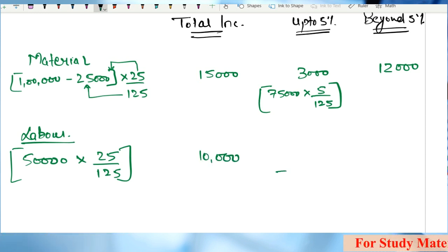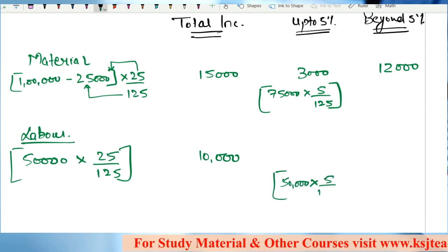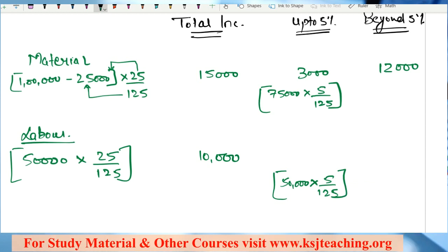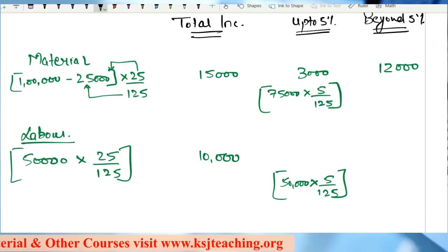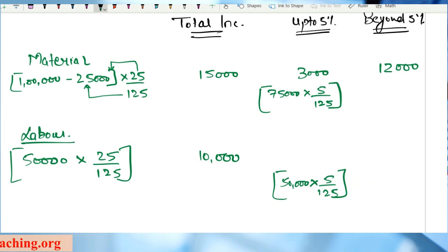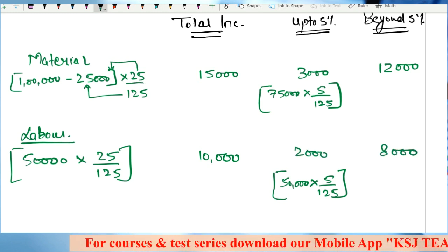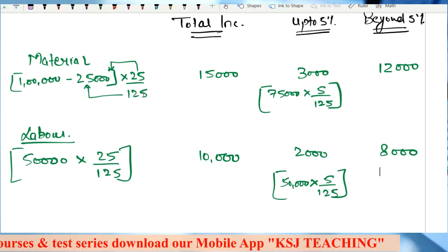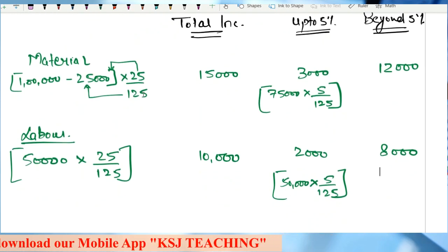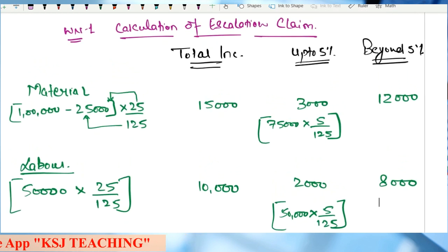Up to 5%, how will you calculate? Sir, 50,000 multiplied by 5 by 125. Right? This 50,000 is equivalent to 125 rupees. So what is the value which is equivalent to 5% which has increased? That is 2,000. The remaining 8,000 is beyond 5%. Any doubts up till this point? This is the most important point here now. I hope this working note is clear.